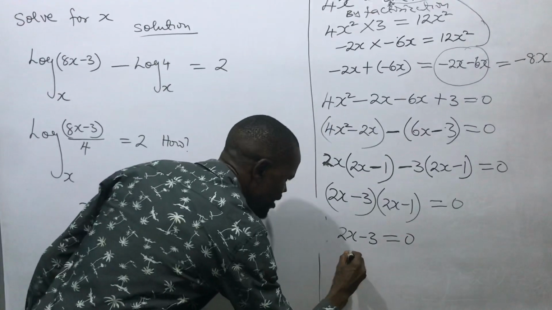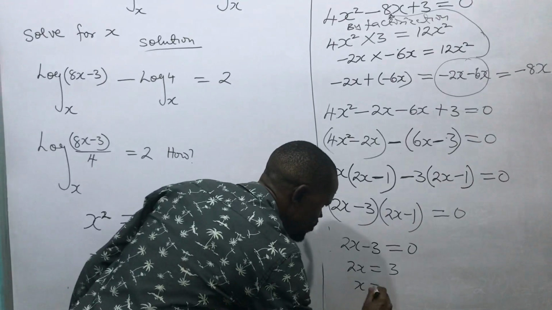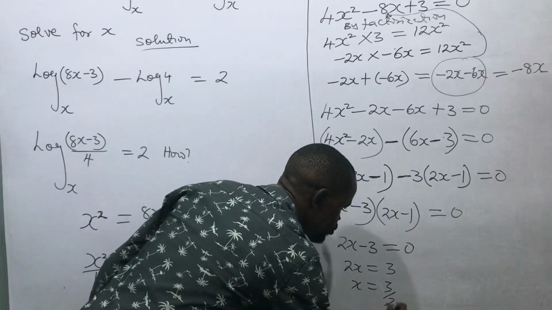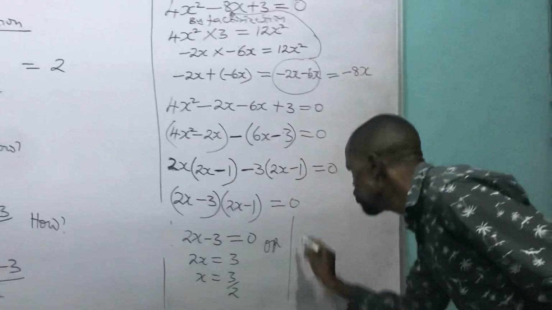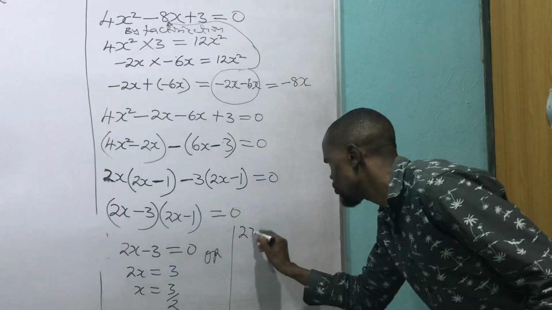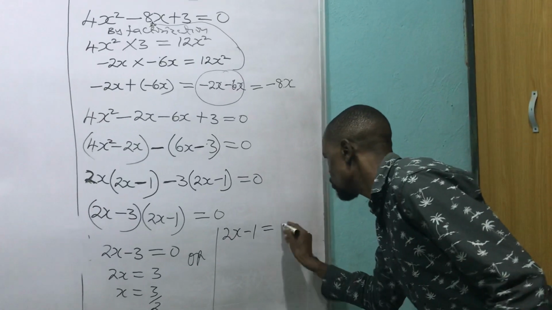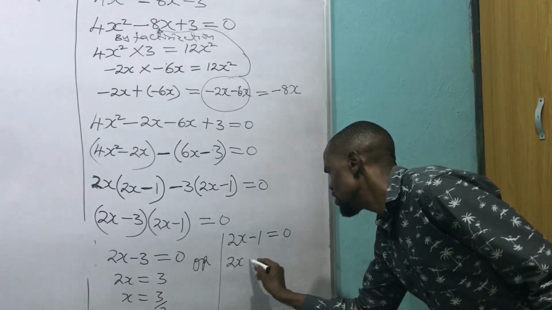Therefore, I can now have that 2x is equal to 3. Therefore, x is equal to 3 over 2. Or, the other factor: minus 1 is equal to 0. Therefore, I will have that 2x is equal to 1.